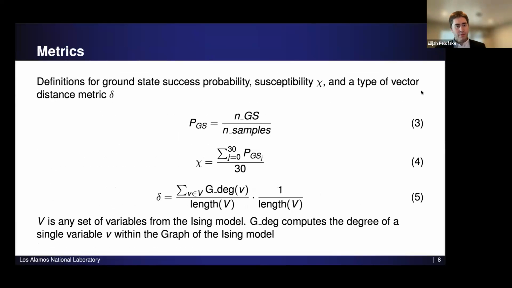All right, here's some metrics that we'll use when looking at some of the results. So we'll look at the ground state success probability, right? Just look at all the samples. How many of the samples were in that specific ground state that we're looking at? We'll also be looking at different distance vectors, right? Across all of the varying increments with which we try to push the anneal to the target ground state, what's the success rate of that? Is it really easy? Is it really hard? That's what chi is in equation 4.